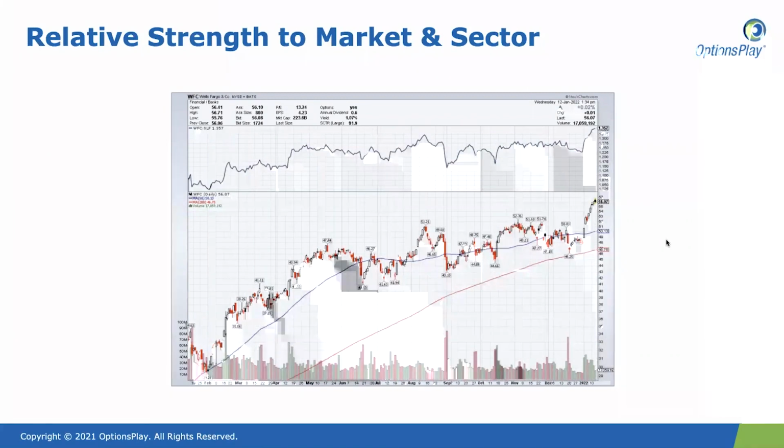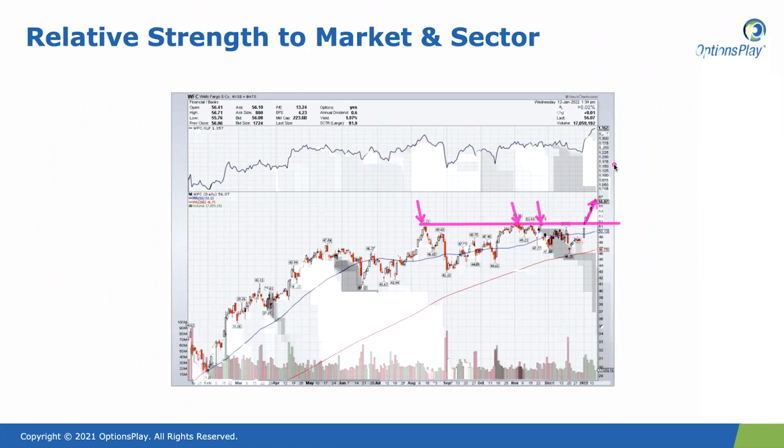I typically like to see how the stock I'm looking at is performing relative to its sector. If you look at a chart of Wells Fargo, it recently did break out above this 51.52 resistance level, and it's really started to run away here. It's broken out above this resistance level that has been in place since about August or so. 52 has been a resistance level multiple times, and it finally broke out.